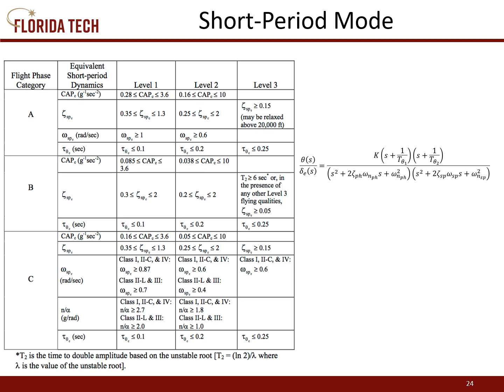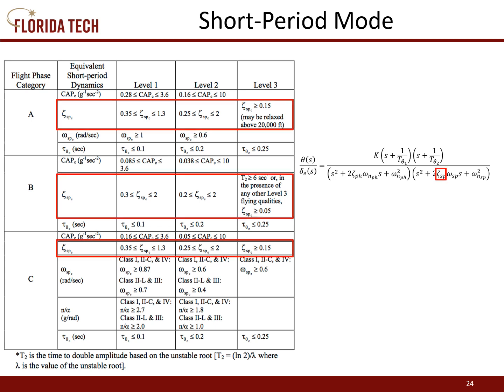So assuming we know all the values of the transfer function, we can then see what the specifications or standards are for flying qualities depending on the flight phase category. And you can see here with the transfer function, if we know the damping ratio of the short period mode, we can see that it's specified for the 3 categories of flight, and also what's considered level 1, desired performance, level 2, adequate, or level 3, which is the worst. So we really want an aircraft with level 1.